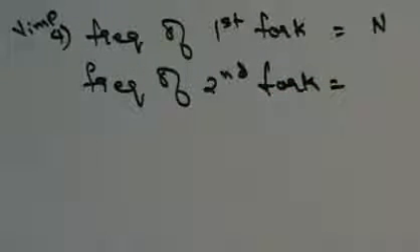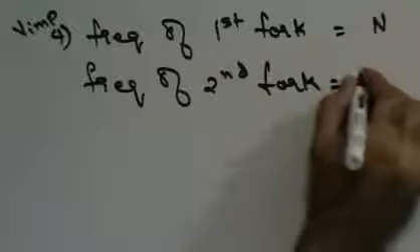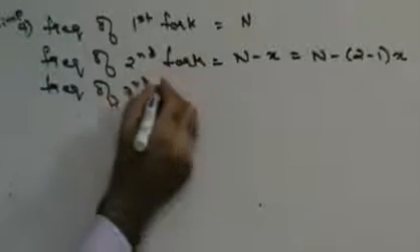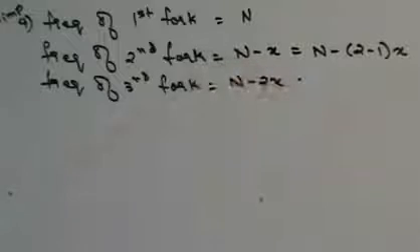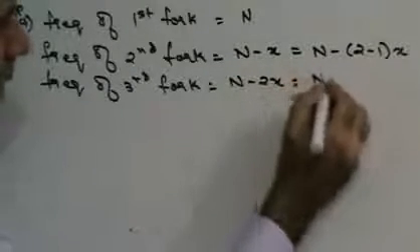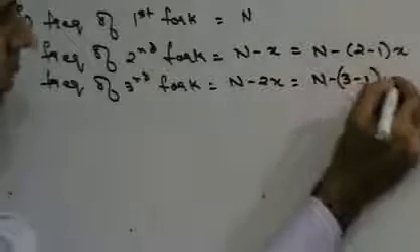Now they are saying that the number of beats is x, right? It gives you x beats per second with the previous one. That means the frequency of the second fork will be less by x. This can be written as n minus 2 minus 1 into x. Similarly, the frequency of the third fork can be written as n minus 2x. This can be written as n minus 3 minus 1 into x.